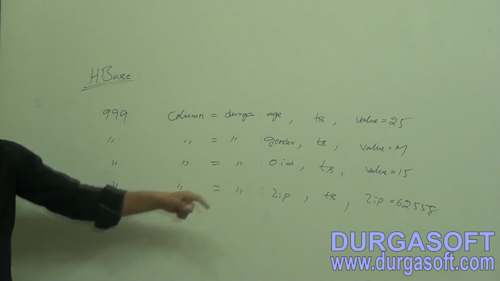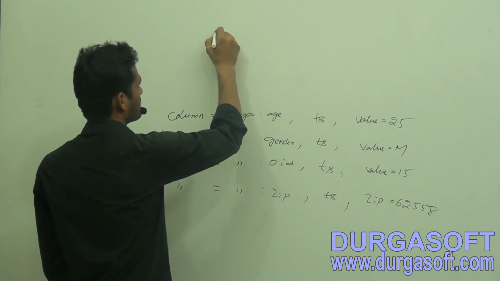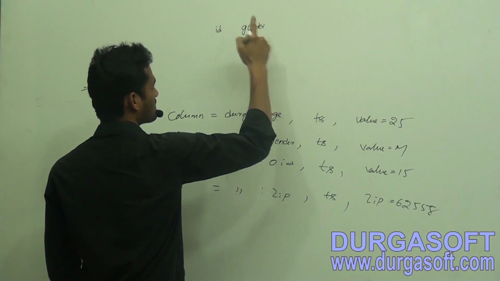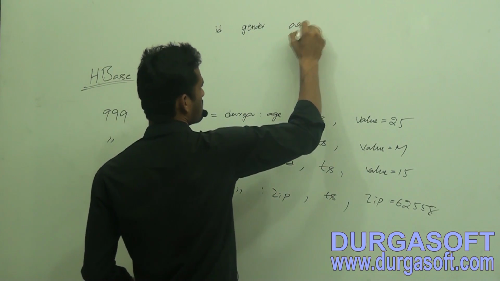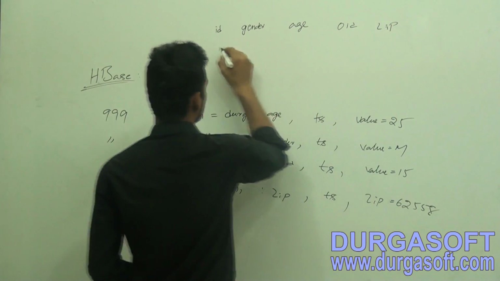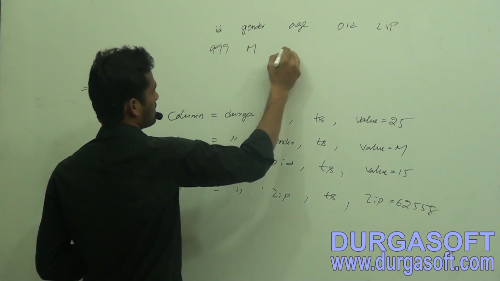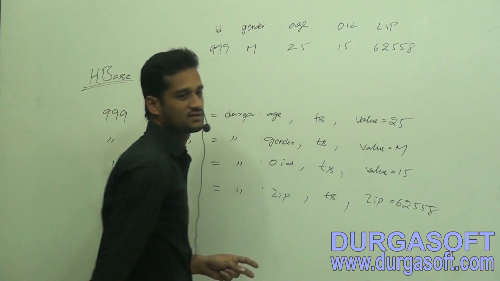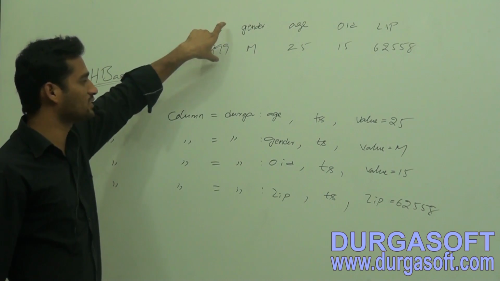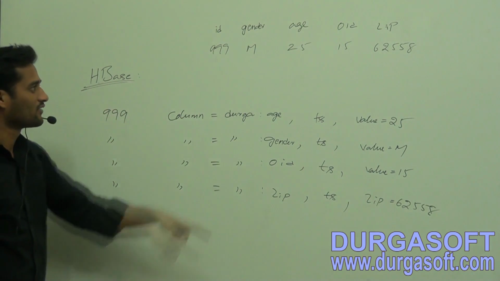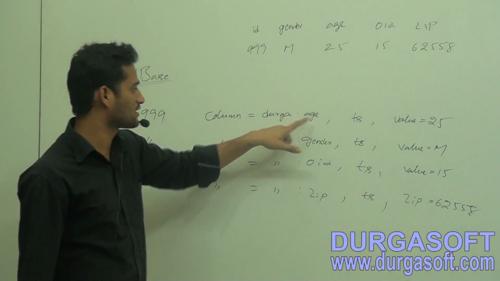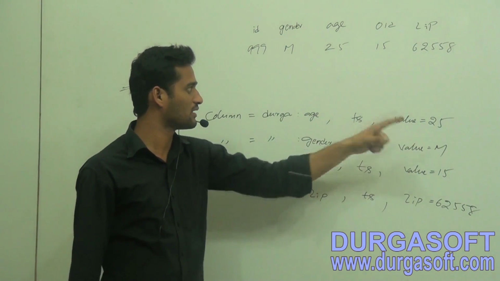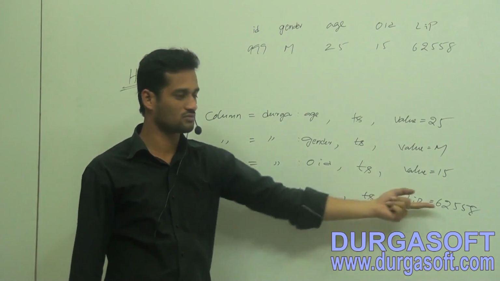But here it has given you only 4, because in your table it seems something like this: ID, next one gender, next one is age, next one is occupation ID, next one is zip. What is that? ID 999, gender male, age 25, occupation ID 15, this is 62558. This is the data you are having. Now here every ID will become a row here. For ID 999 column, the column family name is Durga, age 25, gender male, occupation ID 15, zip, it will give you.